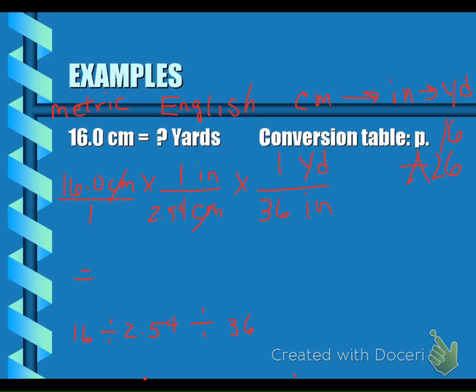And now, to enter it into my calculator directly, remember anything in the numerator, we're going to hit multiply, and in the denominator, divide. So we'd have 16 divided by 2.54 divided by 36. For significant digits, I look at my original problem. The 16, it's the only thing that was measured, has 3 significant digits. So I'm going to plug that in my calculator. 16 divided by 2.54 divided by 36. Round to 3 significant digits and get 0.175 yards.